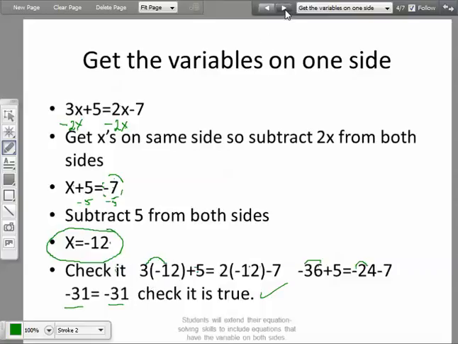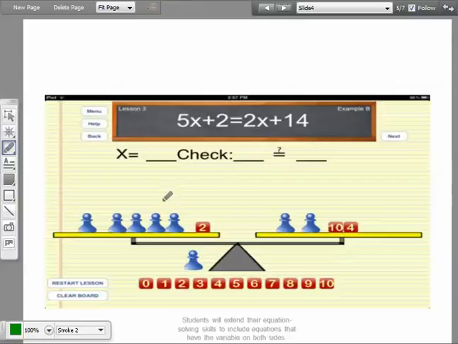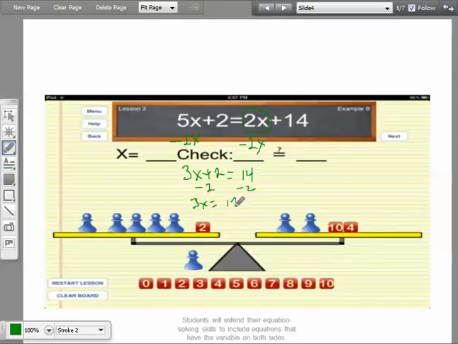So let's see what happens if we do another one of these. We're going to try to maintain that we've got things on both sides of the equation, right? So this is what I'm given. First thing I'm going to do is look at the variable. I see 2x, and 2x is smaller than 5x, so I'm going to subtract 2x from both sides of this equation. I'm going to get 3x plus 2 equals 14. I'm going to subtract 2 from both sides of this equation. And I'm going to get 3x equals 12.